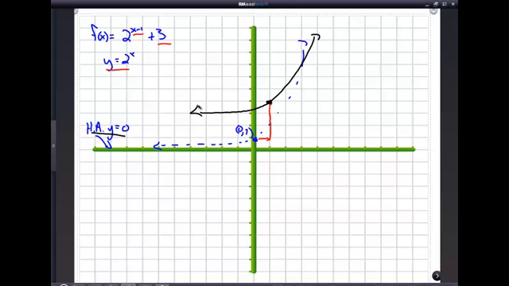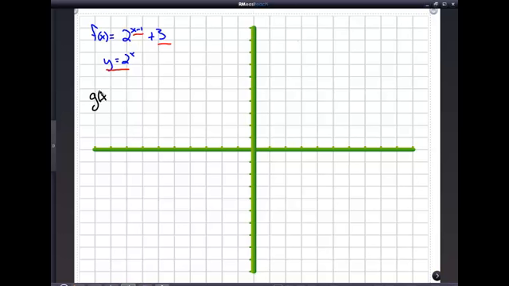Okay? Now, how about this one? What if I wanted to do, let's go ahead and erase this one. We've already got it. Let's do a crazy one. How about g of x? G of x equals 1/3 to the x plus 4, minus 1.